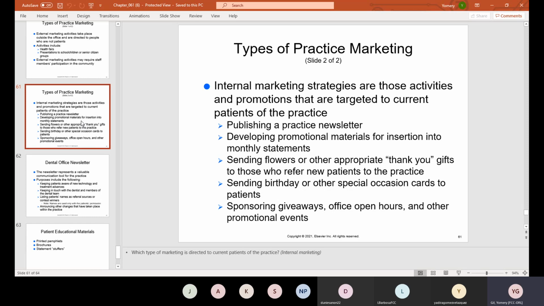Okay, so internal marketing strategies are those activities and promotions that are targeted to current patients of the practice. So publishing a practice newsletter, they'll give it to the patient directly when the patient shows up, but sometimes they'll send it in the mail, and it'll tell you anything that's going on within the office, if a new doctor is joining, if they're revamping their office, etc. Developing promotional materials for insertion into monthly statements. Sending flowers or other appropriate thank you gifts to those who refer new patients to the practice, sending birthday or other special occasion cards to patients, and sponsoring giveaways, office open hours, and other promotional events.